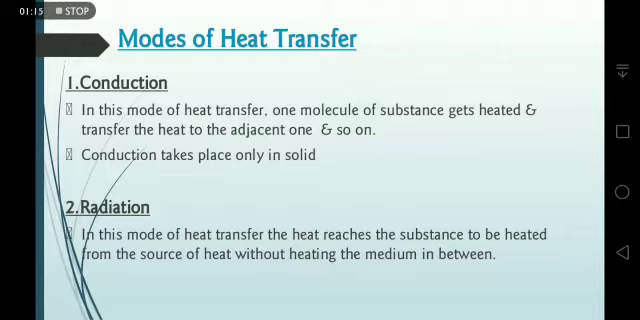Then the second one is radiation. In this mode of heat transfer, the heat reaches the substance to be heated from the source of heat without heating the medium in between. The best example for radiation is the earth and sun. Heat from the sun reaches the earth without heating the medium in between them.